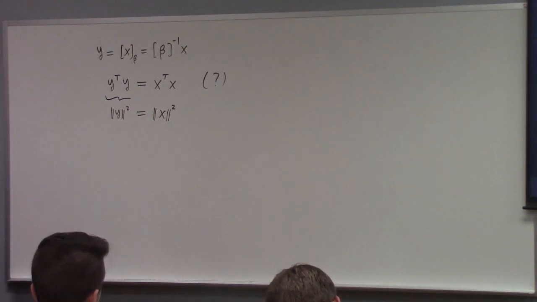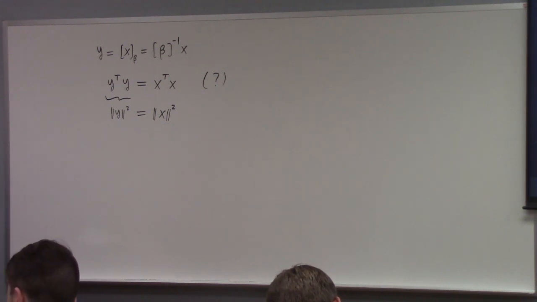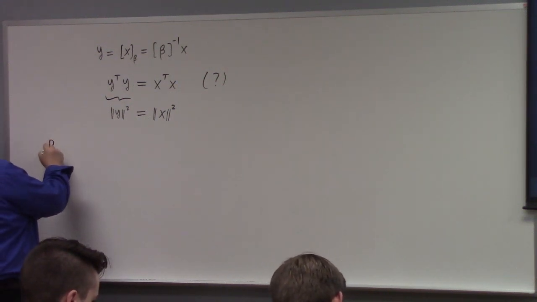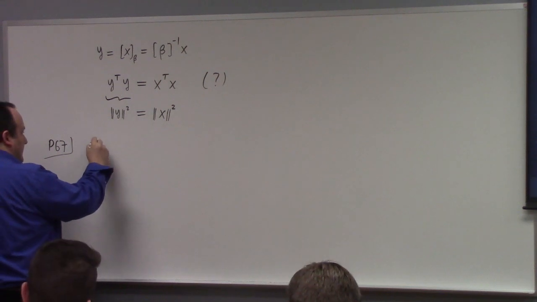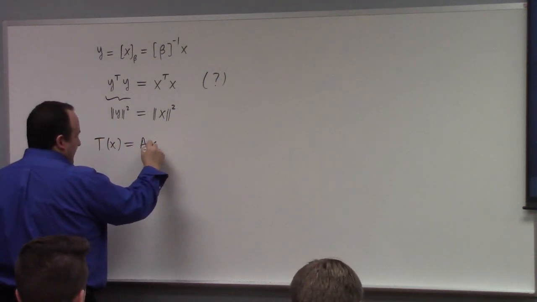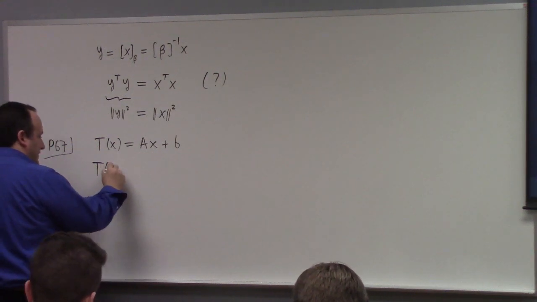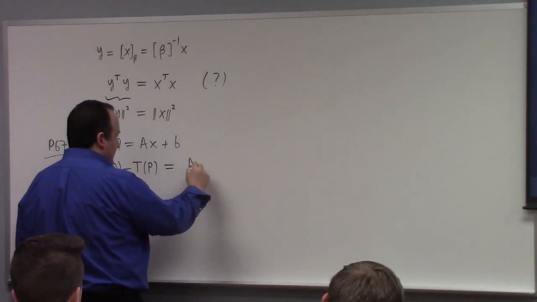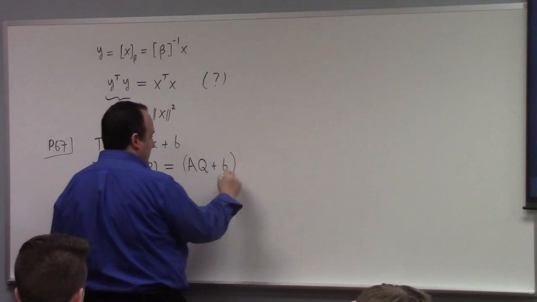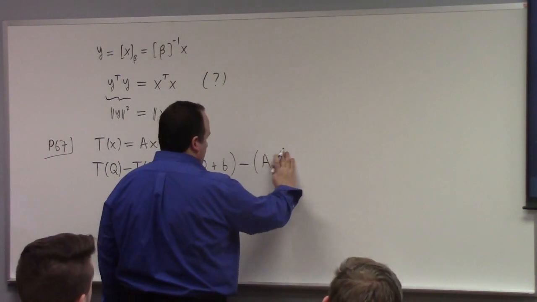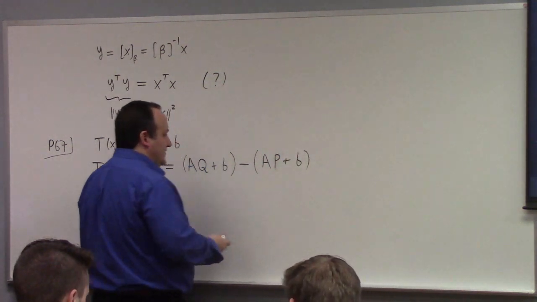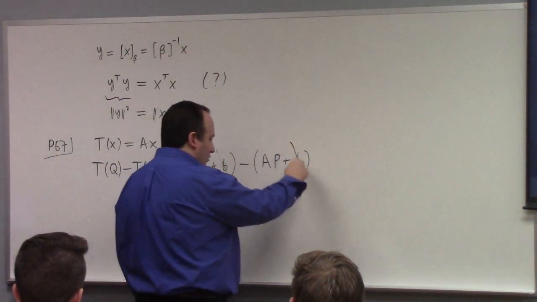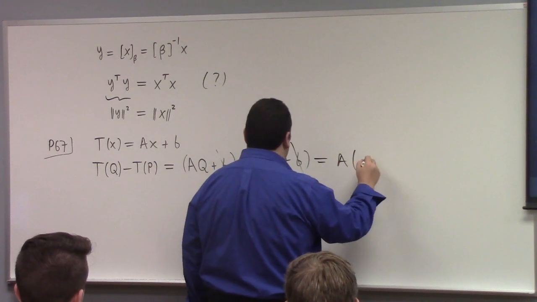67. Number 67. Something I've told some of you is it's nice to prove a lemma. So you're up against T of x equals Ax plus b, and you end up looking at T of q minus T of p. That's Aq plus b minus Ap plus b, because we're just putting x equals q and x equals p in the formula. That just leaves us with A times q minus p.